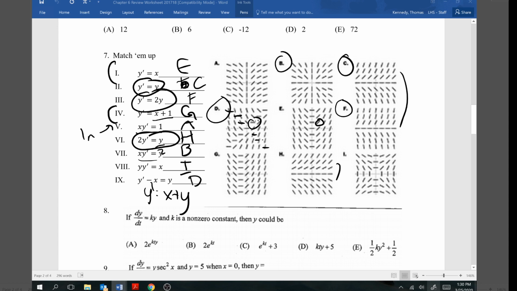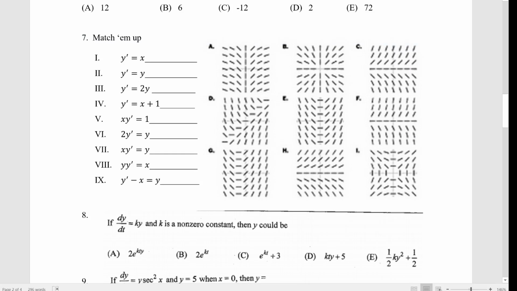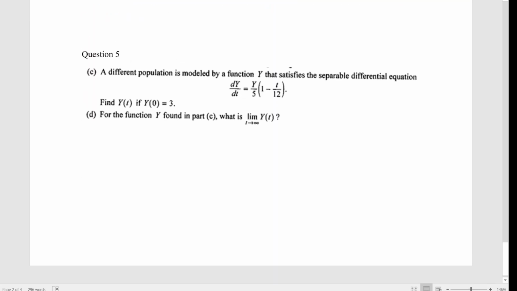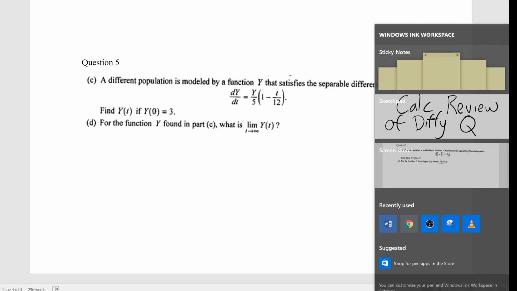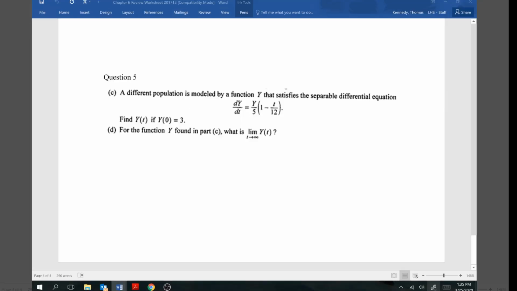All right. Let's jump down to the last question, which I got a quick question about. And it's very FRQ-y. It says a different population is modeled by a function y that satisfies the separable differential equation. Cool. Find y of t if y of 0 is 3. That is, C just asks, solve the differential equation.